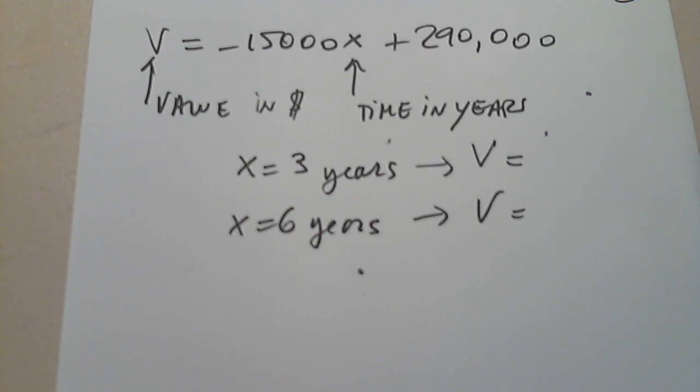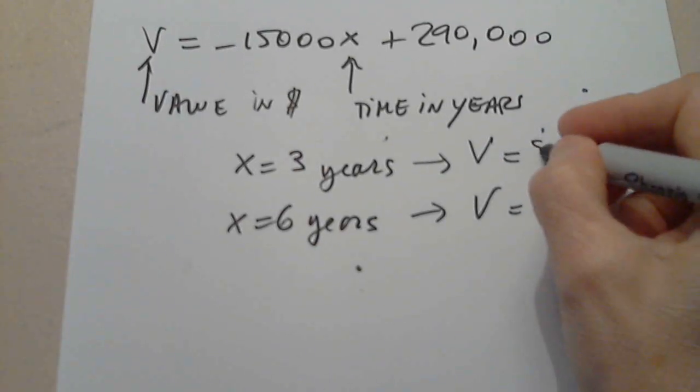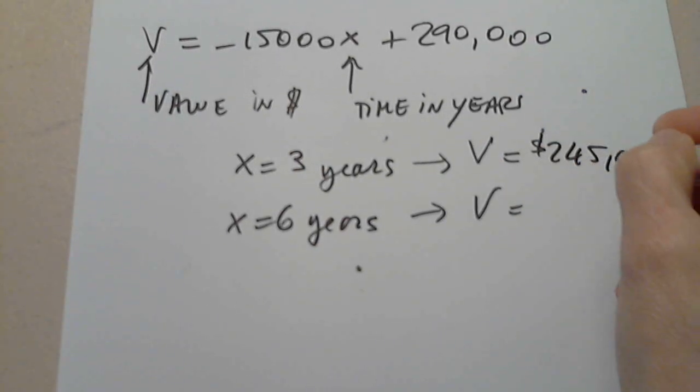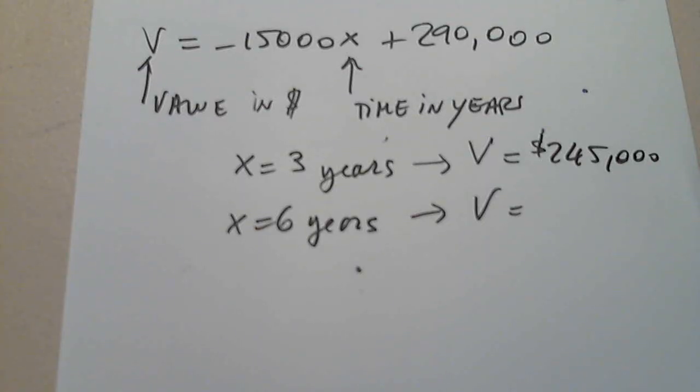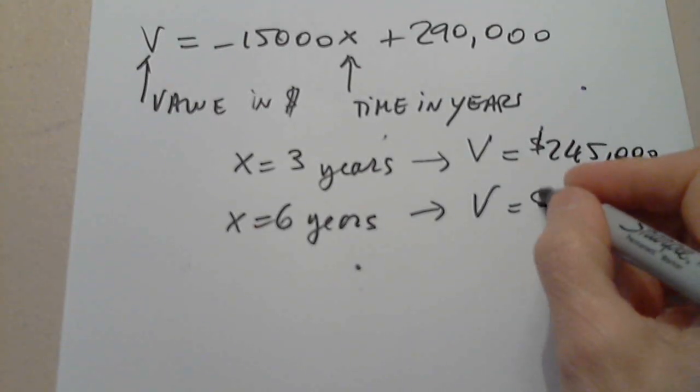And then we go back now to second and table. And all I want to enter is 3, enter, 6, enter. I'm not interested in anything else. So the value of this home or whatever investment it is in 3 years will be 245,000. And in 6 years, highlight it and scroll down, 200,000.